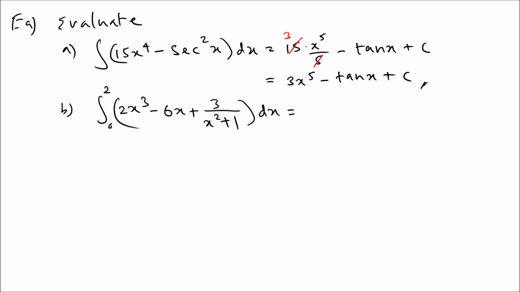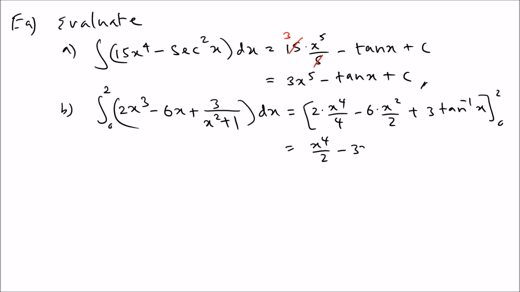Again, this is not that difficult. So it is 2x to the fourth divided by 4, minus 6x squared divided by 2, plus this is 3 tan inverse x. So we can evaluate this from 0 to 2. Actually, let's simplify this first. If you simplify, you get x to the fourth over 2 minus 3x squared plus 3 tan inverse x, from 0 to 2.